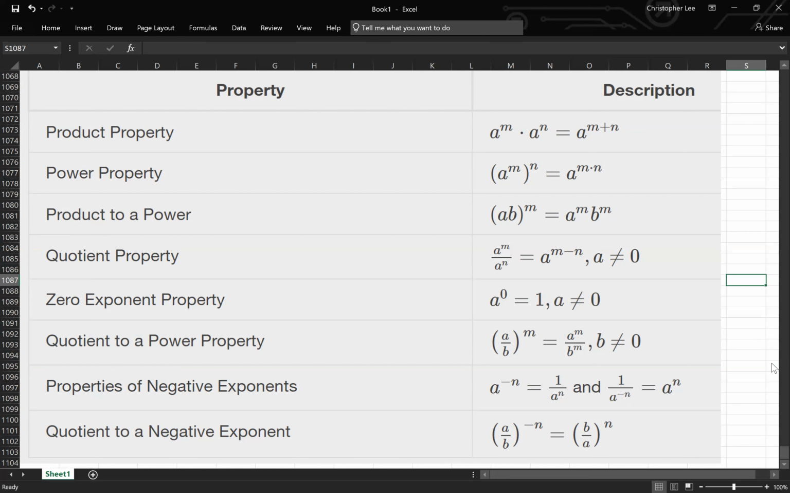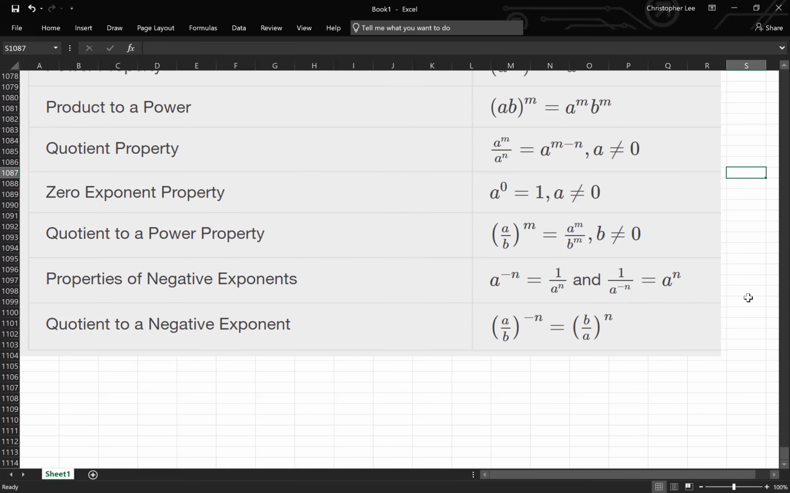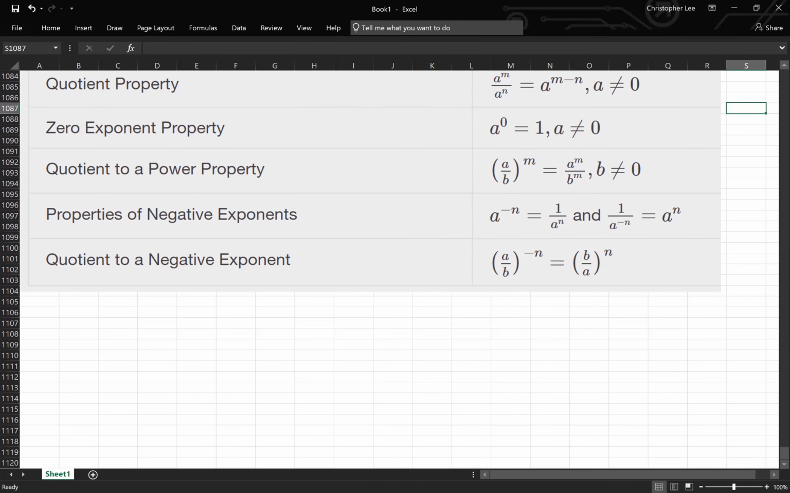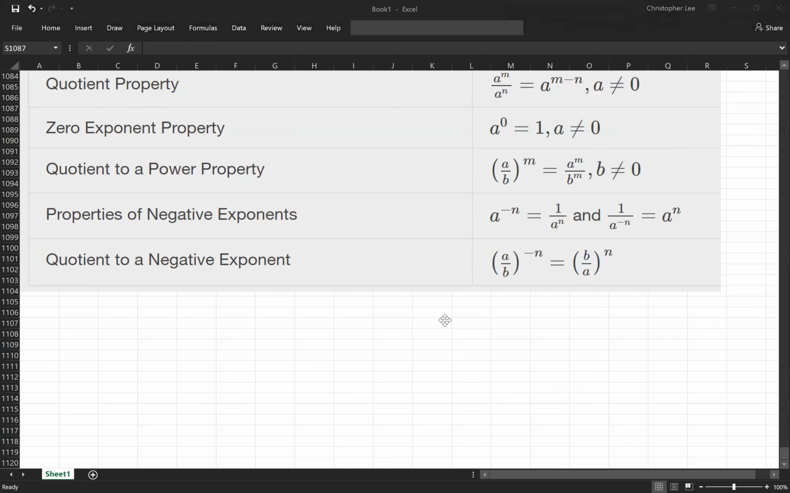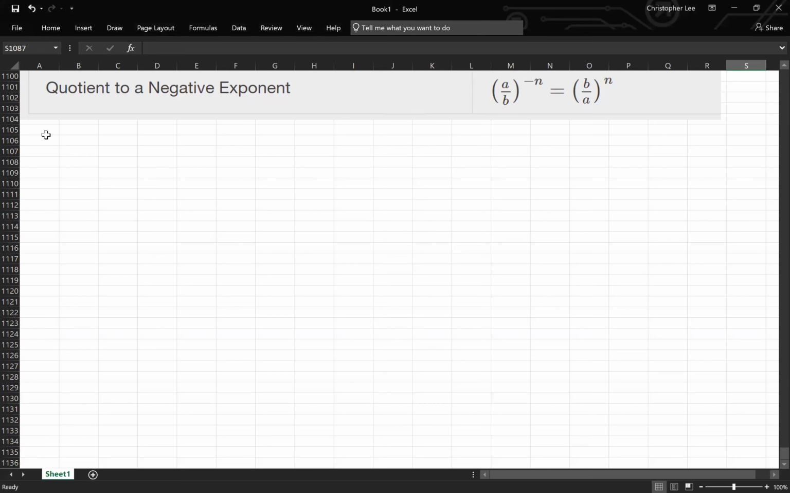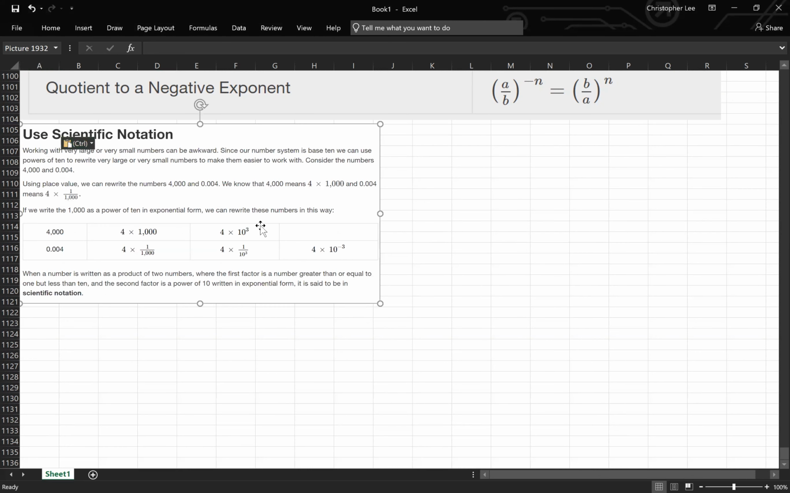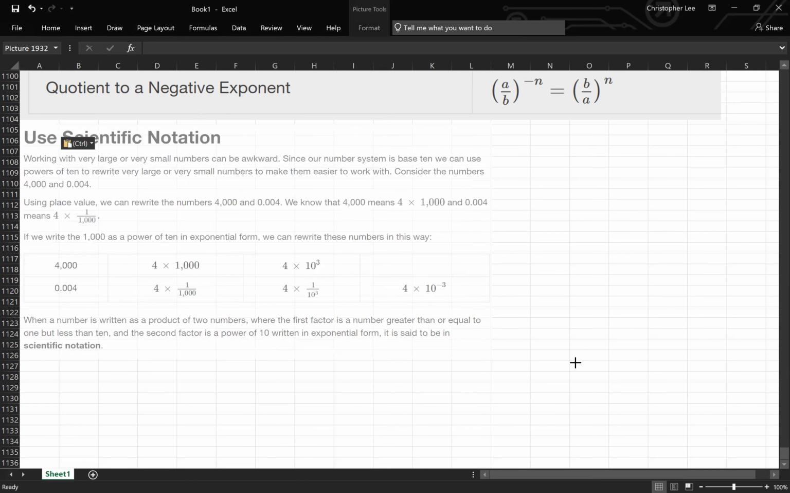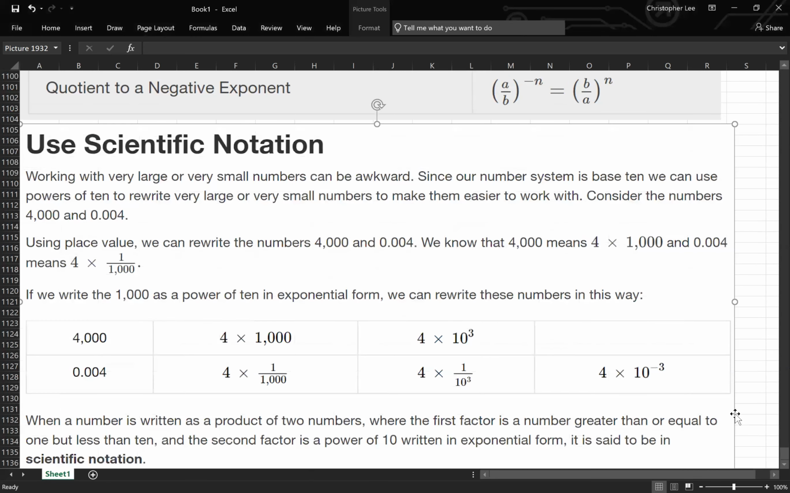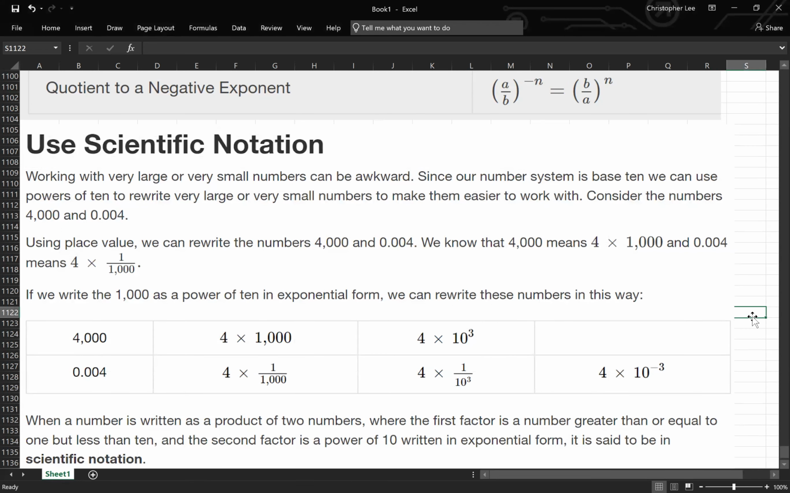All these rules will help you with your homework. All right, about to jump into our last topic for the day. Y'all probably noticed already from science class. So we're going to be using scientific notation.